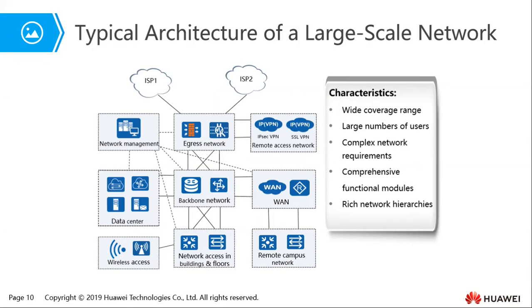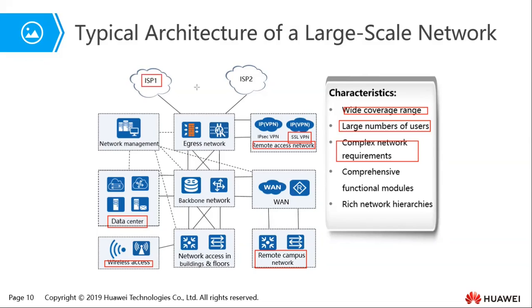So here we have what we call a large-scale network. Characteristics: wide coverage range, large number of users, complex network requirements. You can see that we need to provide wireless internet access. We have a data center within the network. We have remote campuses, with a branch in Kisumu and Nakuru. We also offer remote access to our lecturers, so that when they want to update marks from their home, they can do so through a VPN, either an IP security VPN or an SSL VPN, which they can install in their laptop.